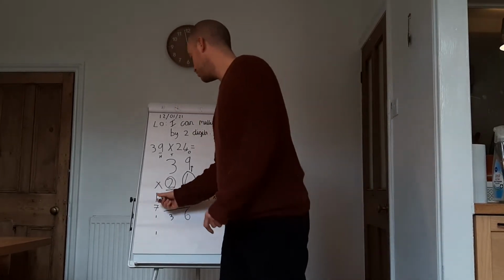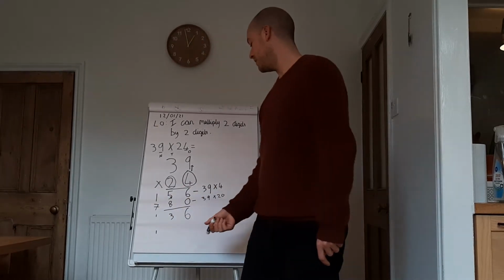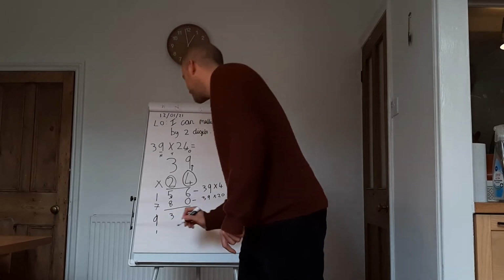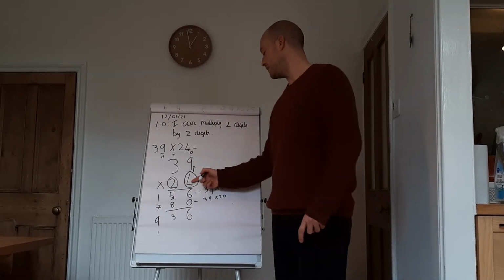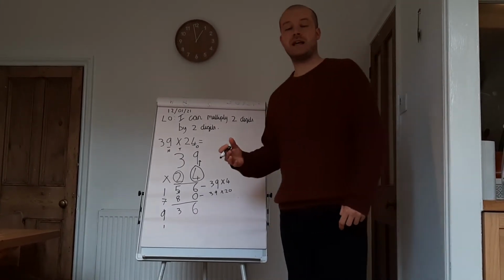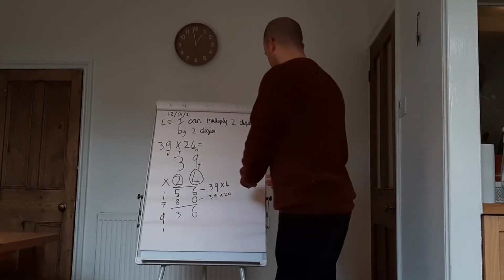And then we're in the hundreds column, so 7 plus 1 plus the 1 we carried over will be 9. So the answer to 39 times 24 will be 936. So go through that again if you wish. I'm going to have a look at another example now.